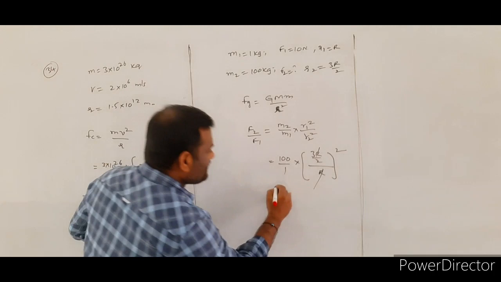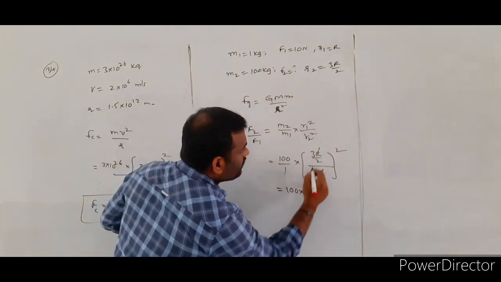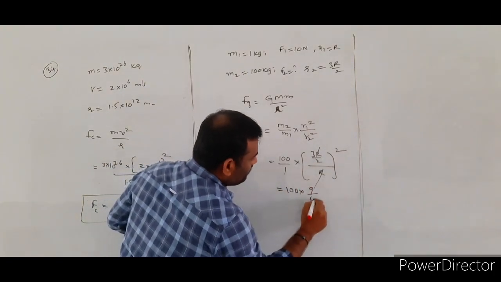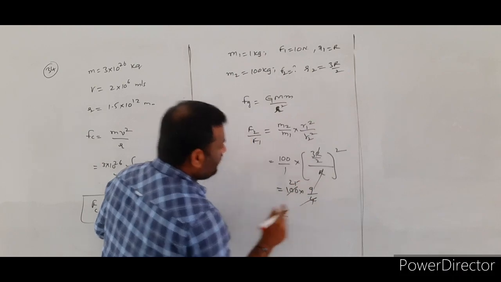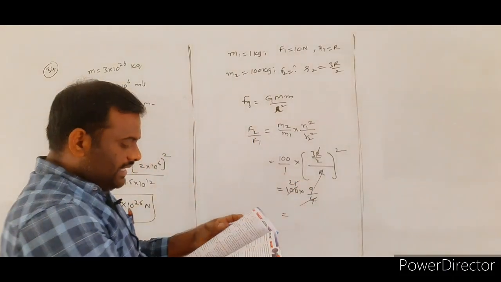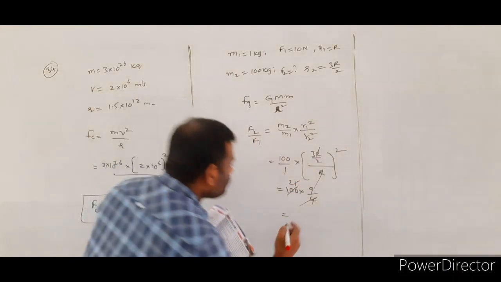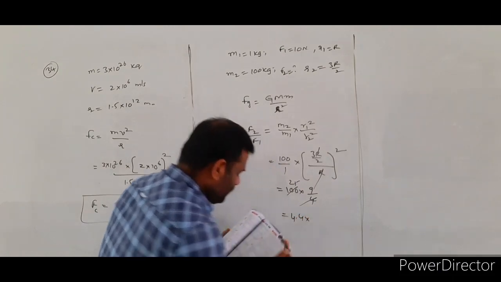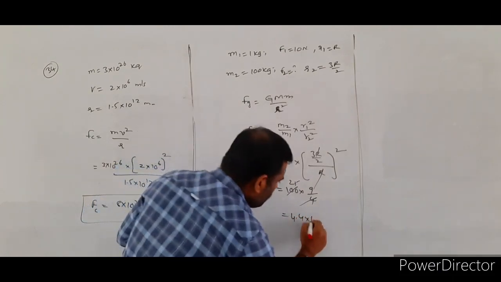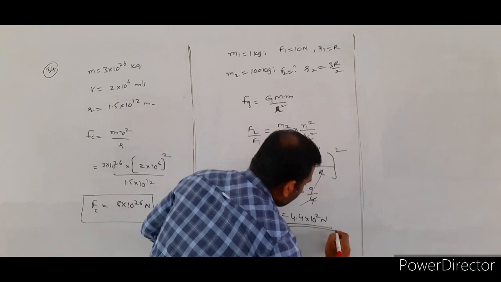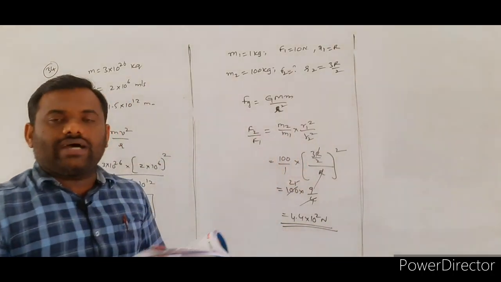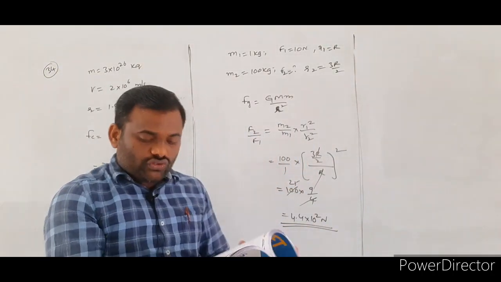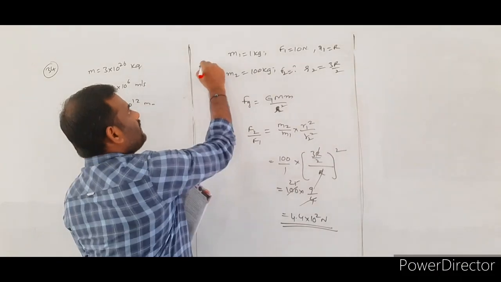R will get cancelled. So 100 into 3 square means 9 by 4, 25. If you simplify, you will get 4.4 into 10 square Newton. So like this we have to solve problem number 35.